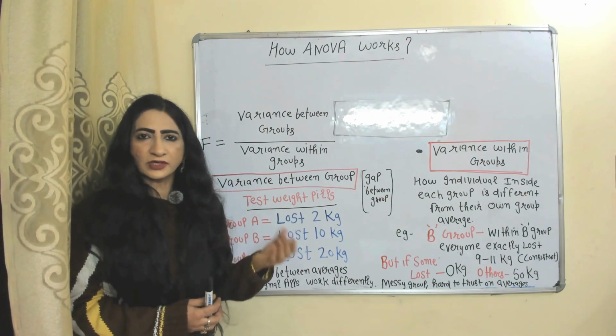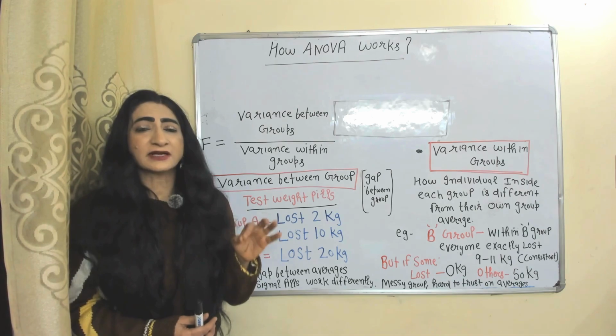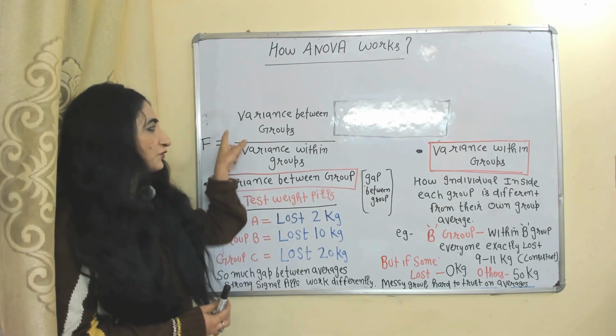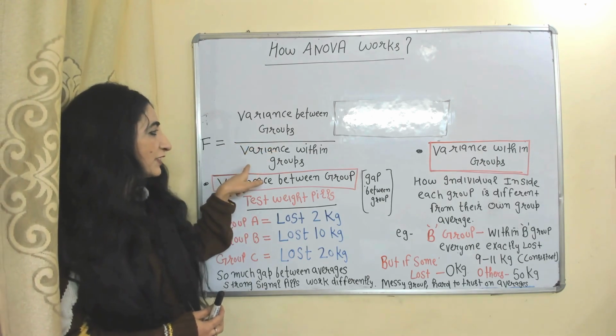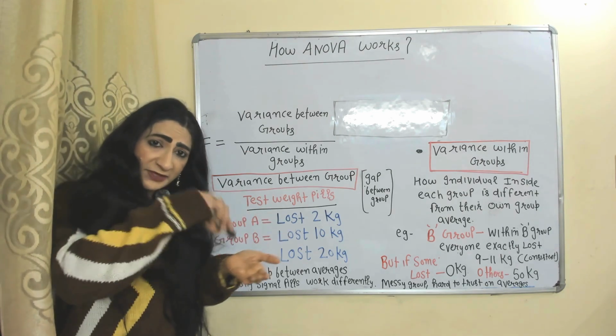ANOVA does not look at the mean directly. Firstly, it looks at the variance. That means it calculates the F ratio. Formula of F ratio: variance between groups divided by variance within groups. Variance between groups means the gap between group means.